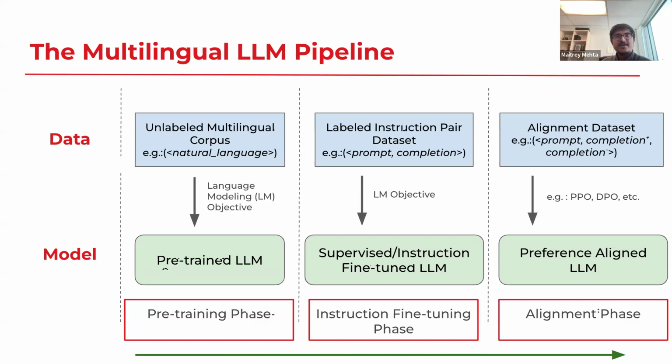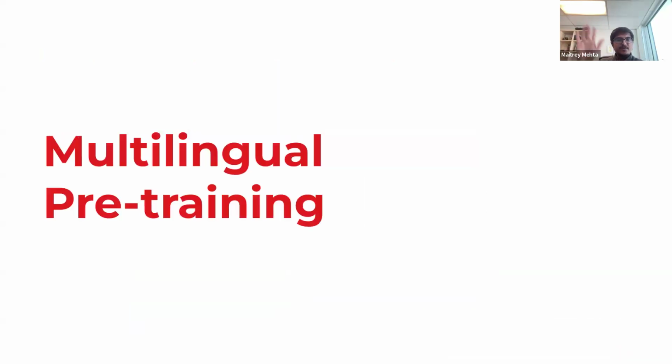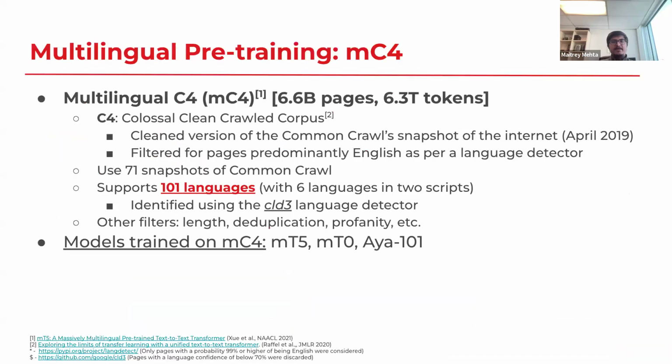So I'll dive right in. First, we'll talk about the first phase, the multilingual pre-training phase. So what are the data sets that are there? There are two major data sets. There is something called the MC4 data set. This is based on the C4 data set, which was used to train the T5 model, which was predominantly an English model.